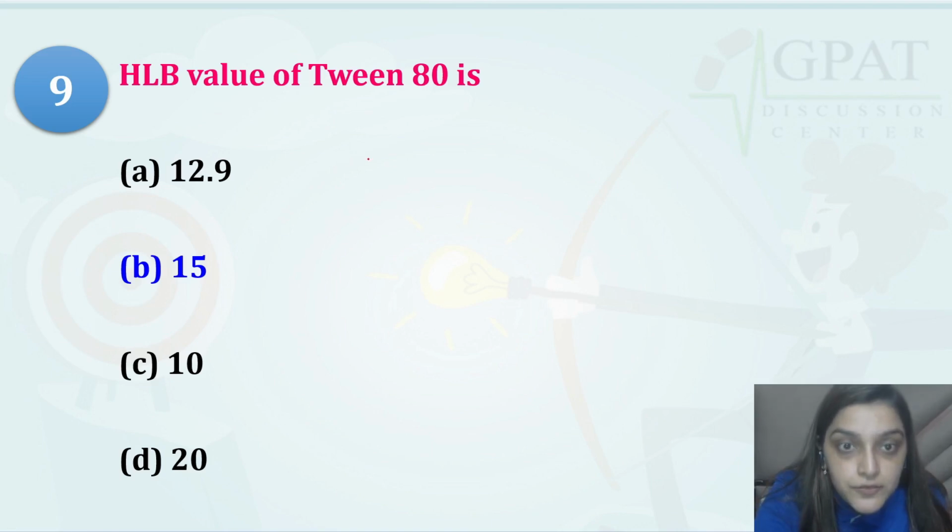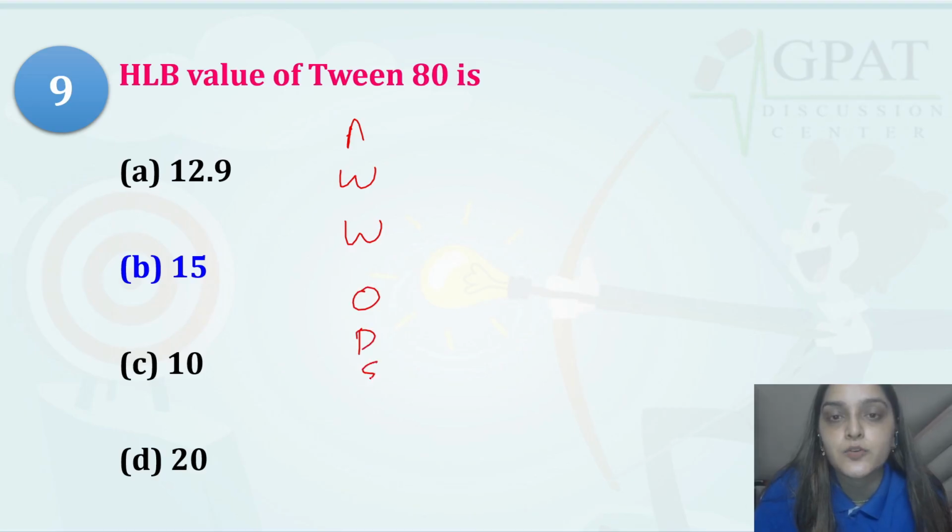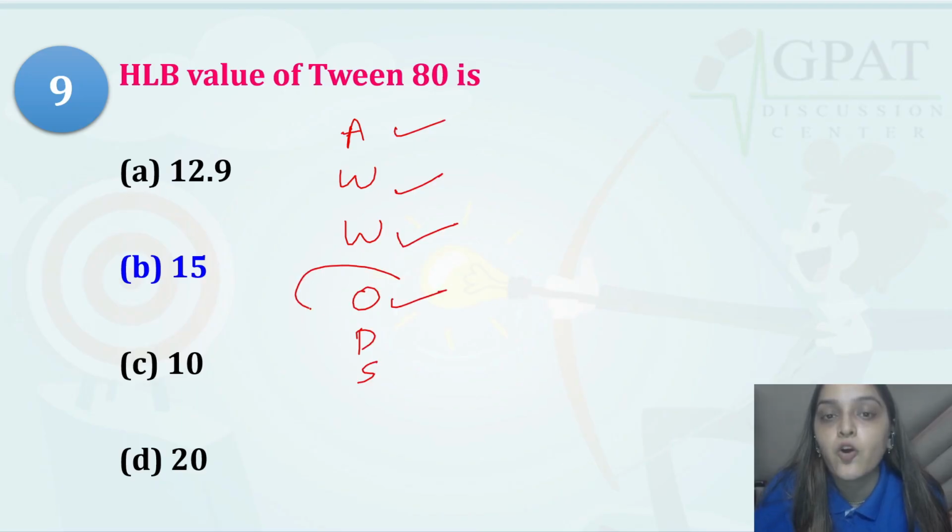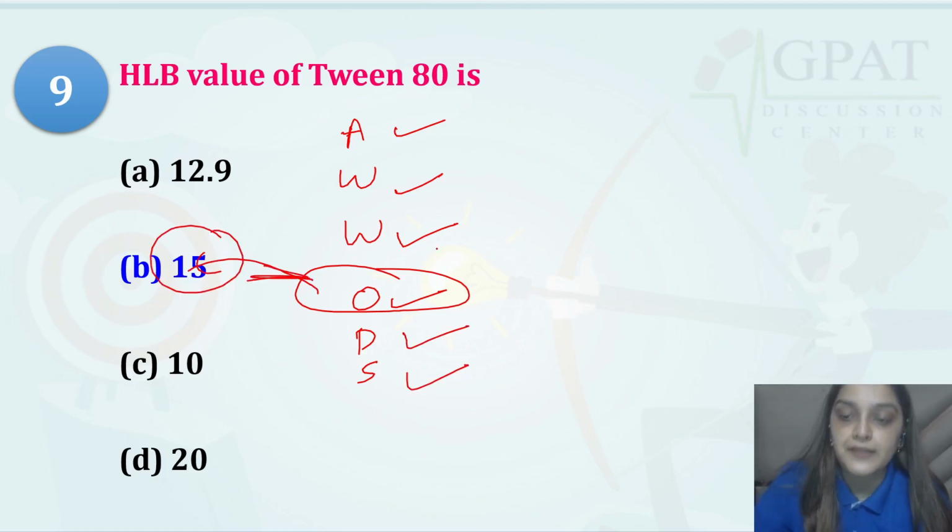I think I got confused here. I'll write it down. It's for the oil in water emulsifiers, right? ODS it is. Okay. Anti-foaming agent, then water in oil emulsifier, then wetting agent, then we have oil in water emulsifier, then we have detergent, and then we have surfactants. So it falls here. Okay. Fine. Moving on.